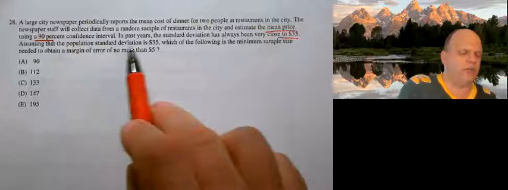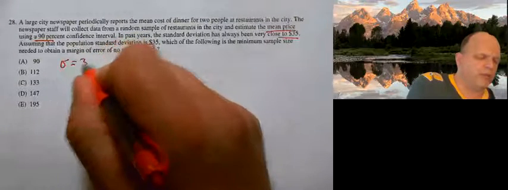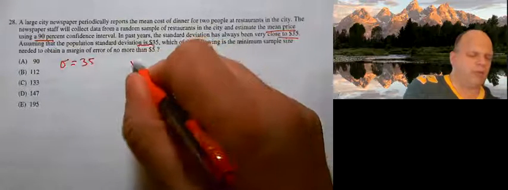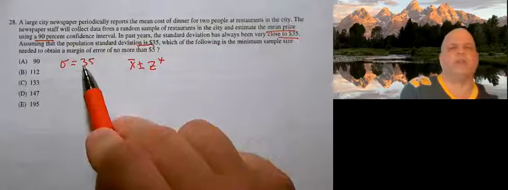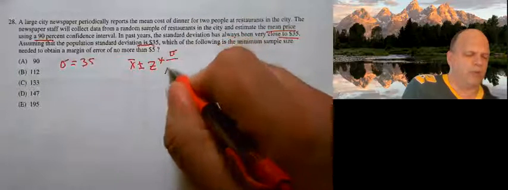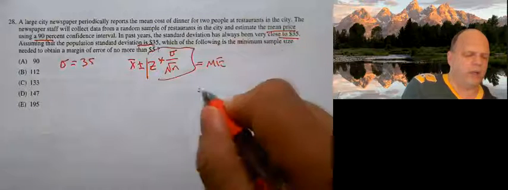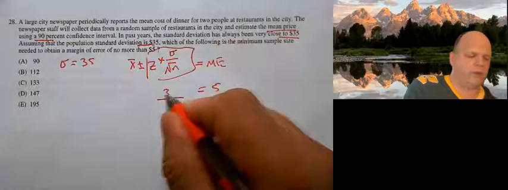Assuming the population standard deviation is 35, so they're now telling us, hey, let's believe that it's 35. Which of the following is the minimum sample size needed to obtain a margin of error of no more than $5? So we're going to have X bar plus or minus Z star, and it's a Z because we're using the standard deviation of the population, standard deviation divided by the square root of n. This part equals the margin of error. They told us the margin of error can be no more than 5. They told us the standard deviation is 35.